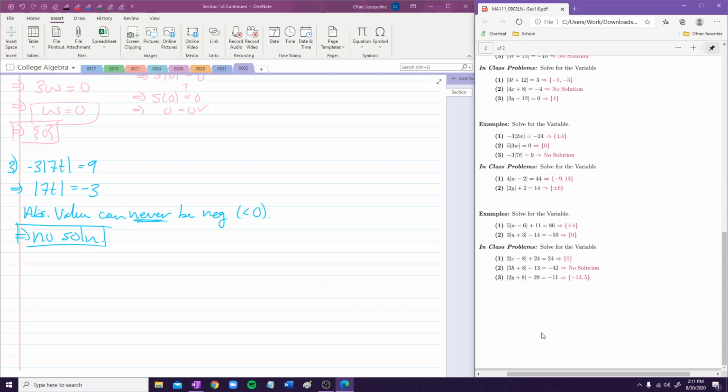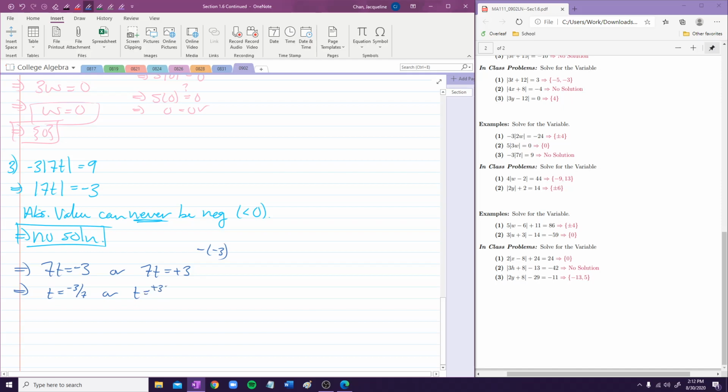Before we move on, what if, during a test, there's a lot of stuff to remember, and we don't remember this simple concept that a distance can never be negative, or the absolute value can never be negative. What if we applied property 1? We can say 7t is equal to negative 3, or 7t is equal to the opposite of negative 3, which is positive 3. Solving, I get t is equal to negative 3 over 7, or t is equal to positive 3 over 7.